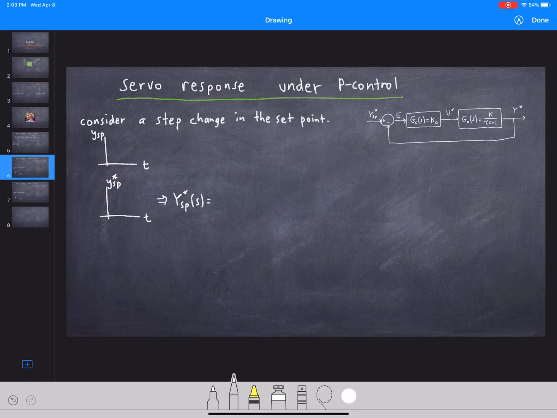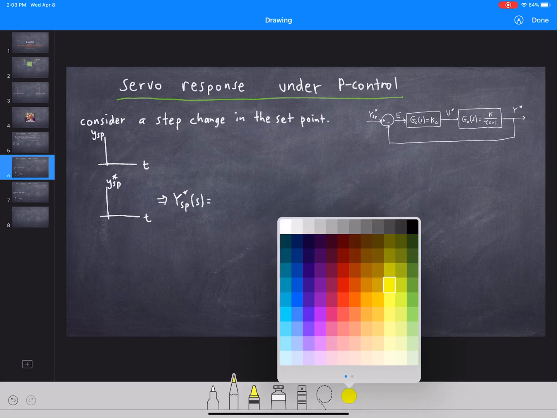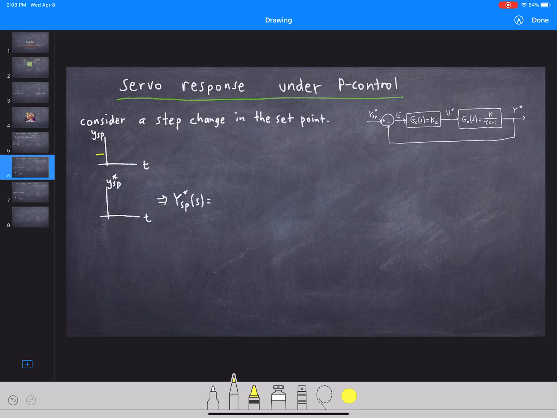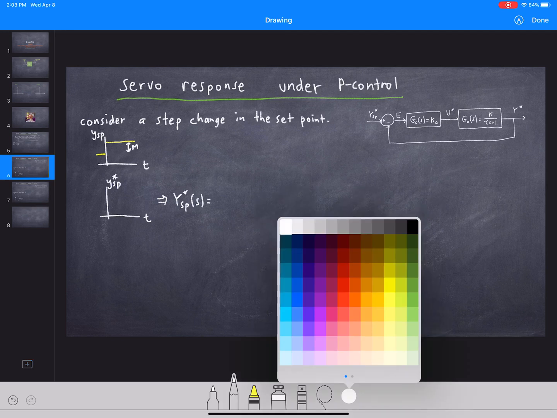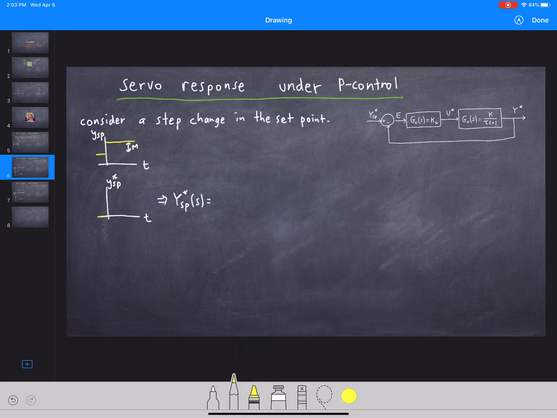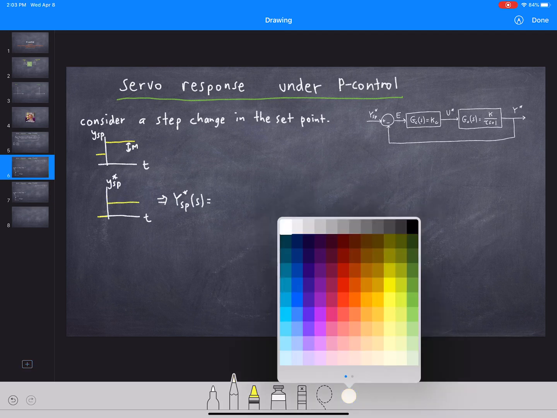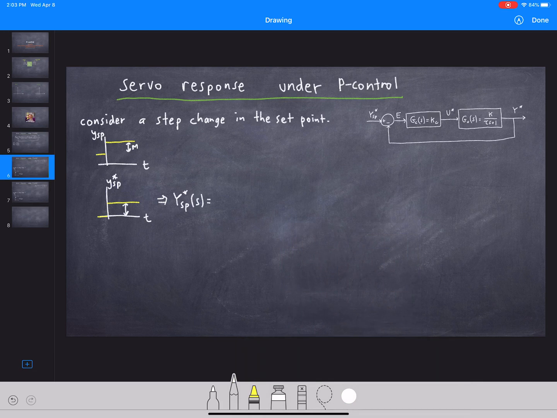So let's consider a step change in the input based on this servo response here, okay? So let's say this is your original set point, and then you bump it up by m. And of course, in deviation form, what that means is your set point is initially 0, and then you bump it up by m. So this is a step input. And we remember from CHE 361, the Laplace transform of a step input is the magnitude of that step divided by s.